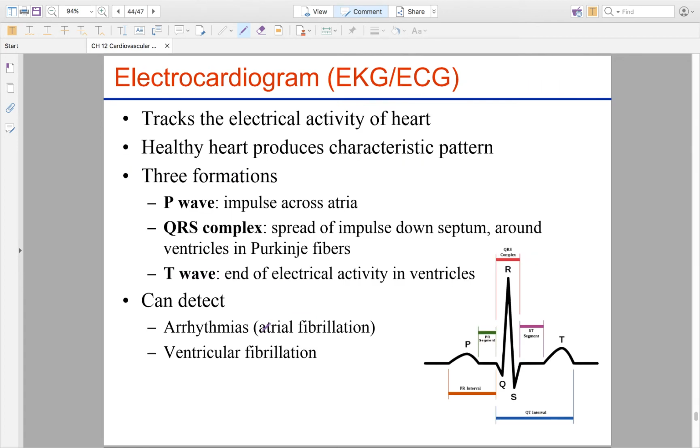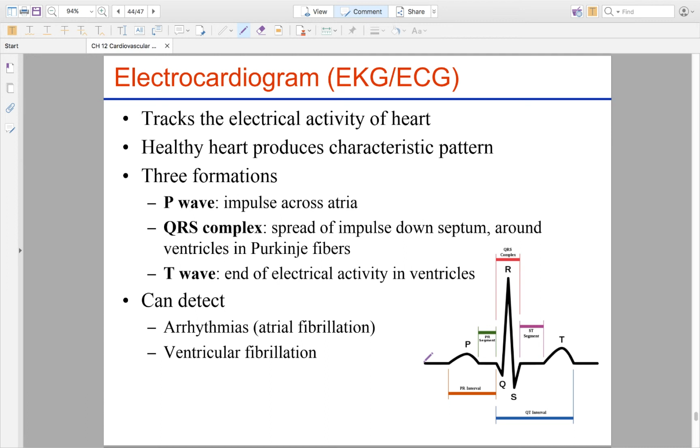All right, now we can track the electrical activity of the heart with an EKG or ECG, and a healthy heart makes this very specific characteristic pattern. It makes these three formations. Okay, so the first one, if you look down here at this picture, what we're seeing is what an EKG should look like.